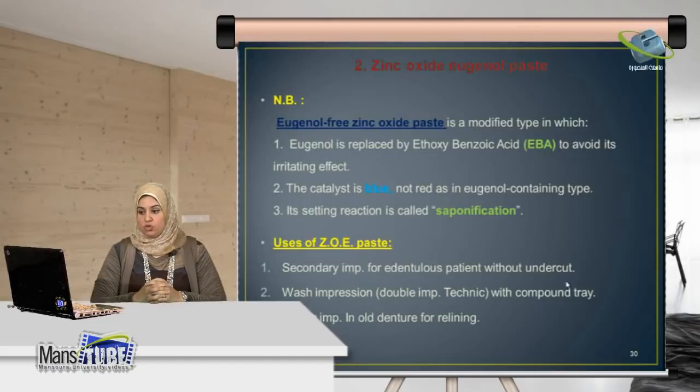It can be used for wash impression technique or double impression technique, in which we form a tray of compound firstly, and then we put a layer of zinc oxide eugenol to take the secondary impression. We can use the material for taking impression in an old denture for relining if the denture needs relining.